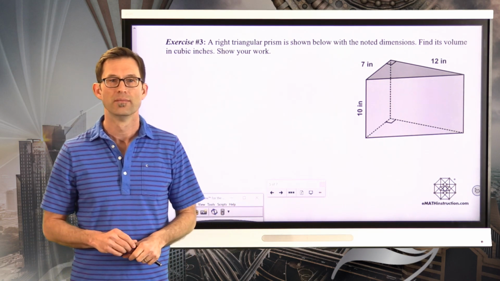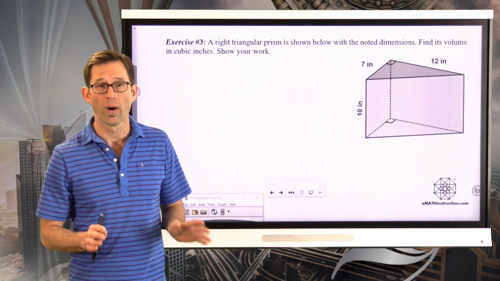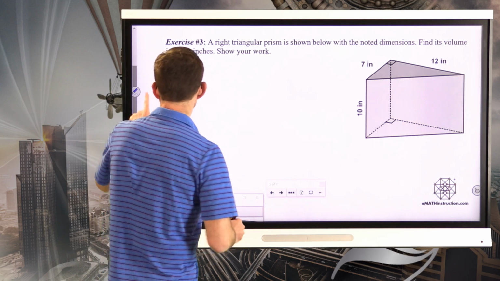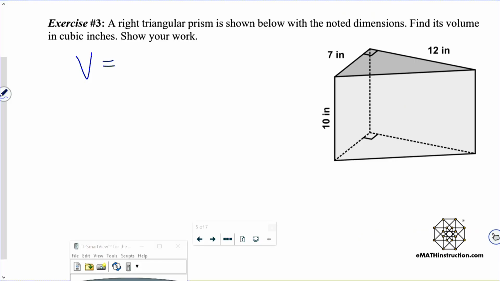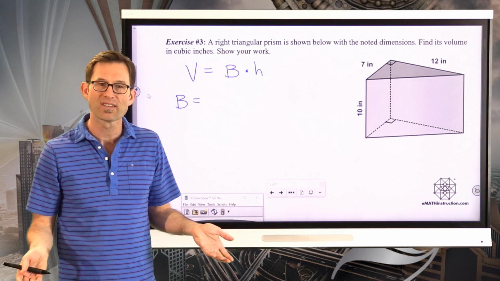Exercise number 3. A right triangular prism is shown below with the noted dimensions. Find its volume in cubic inches. Show your work. All right, this is really no different than what we've been doing. So the volume is the area of the base times the height. It just so happens in this case, the area of the base is the area of a triangle, not the area of a rectangle.